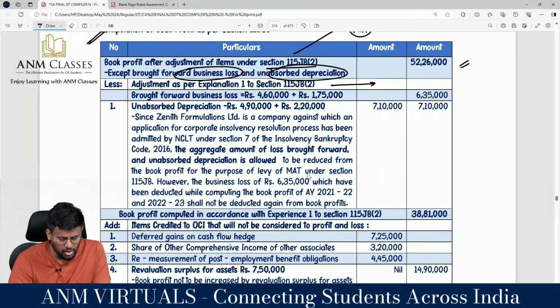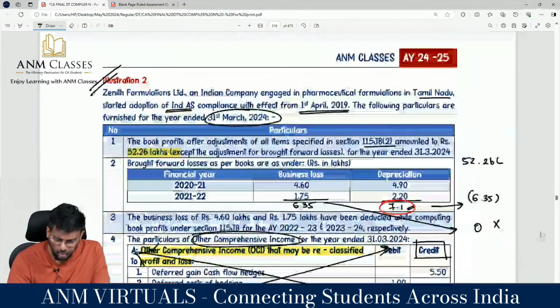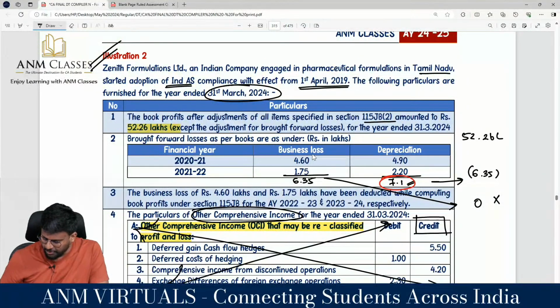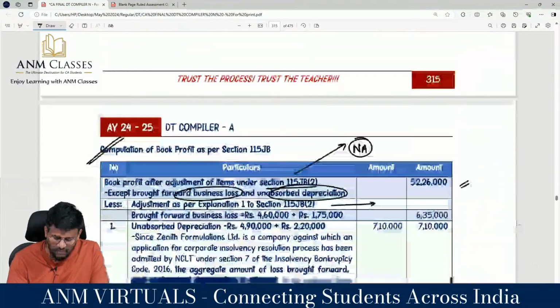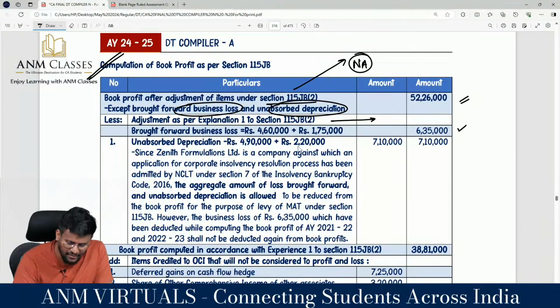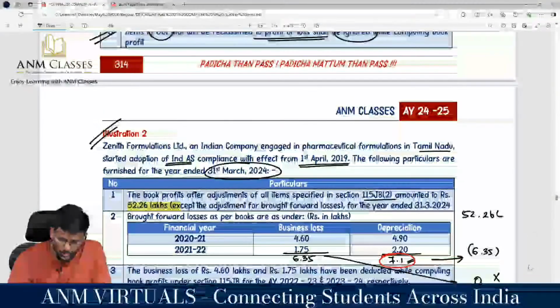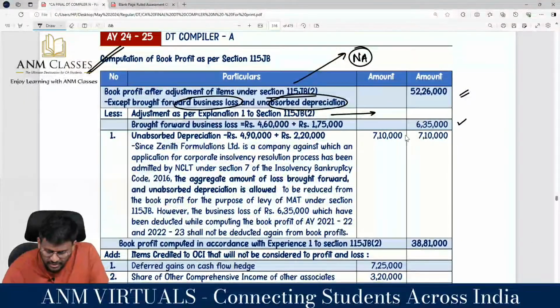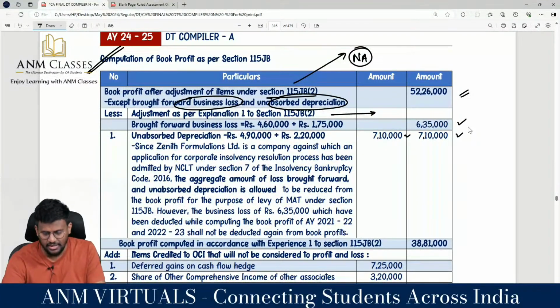Brought forward business loss, my dear lovable students. With regard to brought forward business loss, there are 2 things. One is, sir, 4.6 lakhs plus 1,75,000 comes to 6,35,000, which is the brought forward business loss. And you have unabsorbed depreciation. What is that unabsorbed depreciation? 7,10,000 rupees. They have given both, 6,35,000 and 7,10,000.